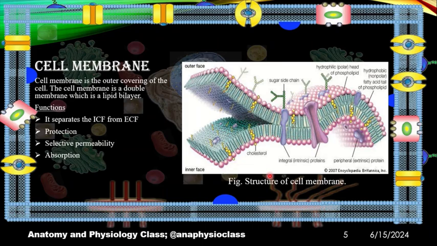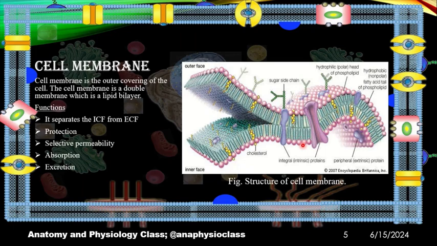Absorption. So the cell membrane is responsible for absorption of various important substances that are used by the cell, which include the respiratory gases like oxygen, carbon dioxide, nutrients like carbohydrate and protein, hormones, etc.